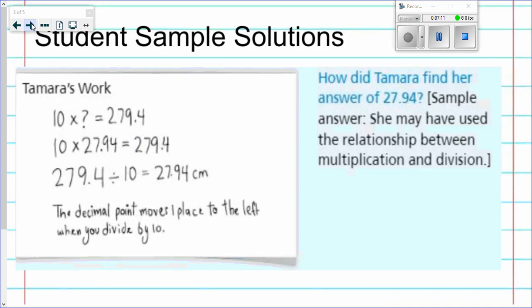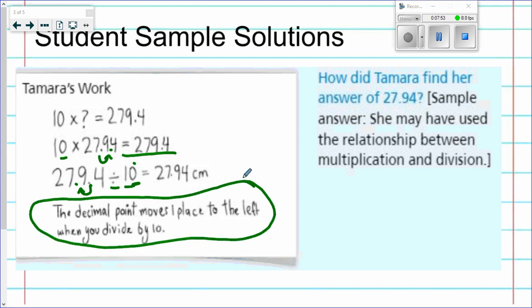Okay, Tamara's work, she did something similar to the first way I showed you. She thought about multiplication and how multiplying by 10 works and how we move that decimal point. So she kind of found the same thing here that I did. She knew that when she multiplied by 10, she's going to move her decimal point to the right. So from there, she realized that when she divides by 10, she's going to move that decimal place to the left. And in this case, she knew just one place value because she's working with 10. If she was working with 100, it would go 2 places to the left. So the decimal point moves 1 place to the left when you divide by 10. That's the important idea that you want to get from this.